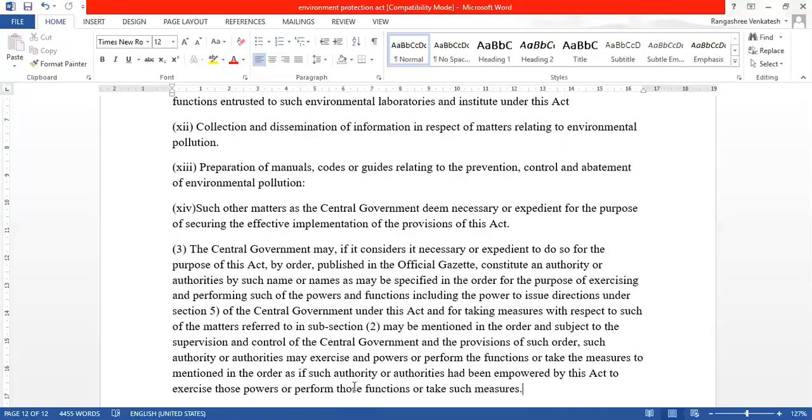and subject to the supervision and control of the central government and the provisions of such order, such authority or authorities may exercise the powers or perform the functions or take the measures mentioned in the order as if such authority or authorities had been empowered by the Act to exercise these powers or perform these functions or to take such measures.